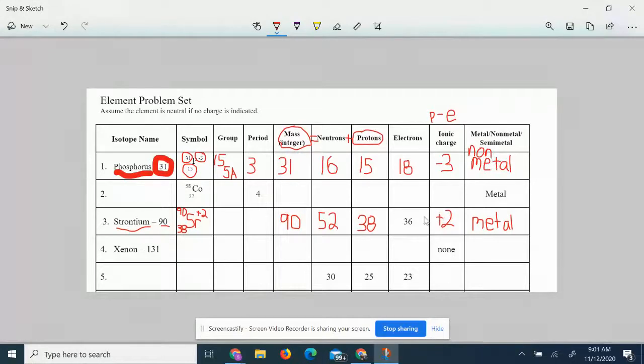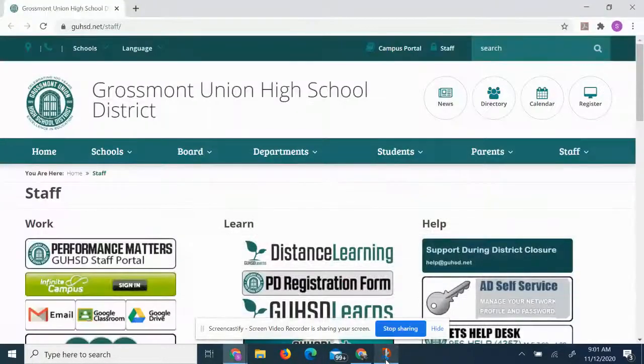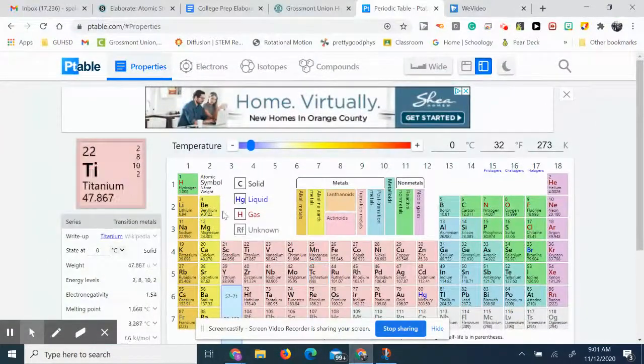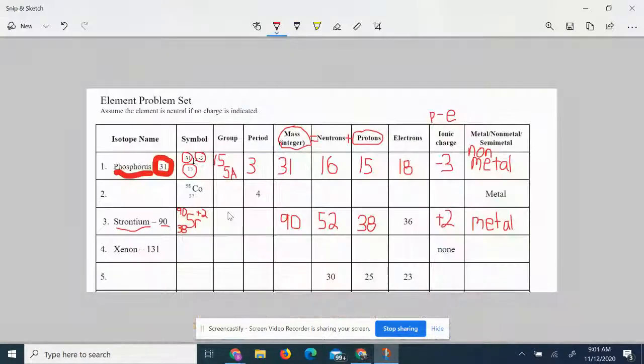And then if we look at it, the group is what column and the period is what row. So when I look at that, strontium is in group 2 and it's in row 1, 2, 3, 4, 5. So my period is going to be 5 and my group is going to be group 2 or 2A is fine. Either way, 2 or 2A.